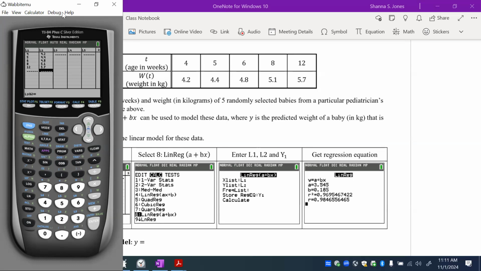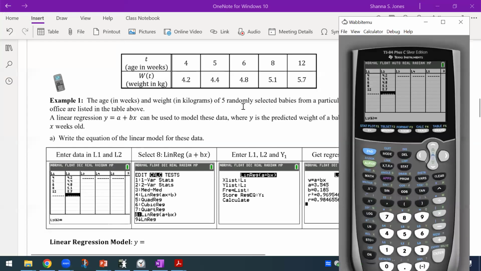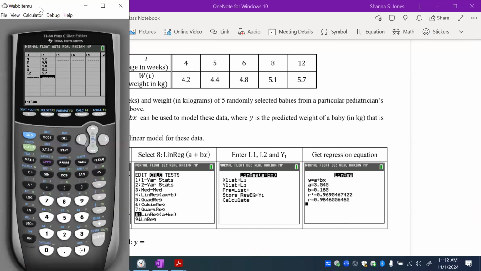Okay, so the given data here represents the age in weeks and weight in kilograms of 5 randomly selected babies from a particular pediatrician office, listed in the table above. And we want to create a linear regression. Y equals A plus BX can be used to model this data where Y is the predicted weight of a baby in kilograms that is X weeks old. Again, it doesn't matter if you use A plus BX or AX plus B because it's going to be the same. They both represent a linear.